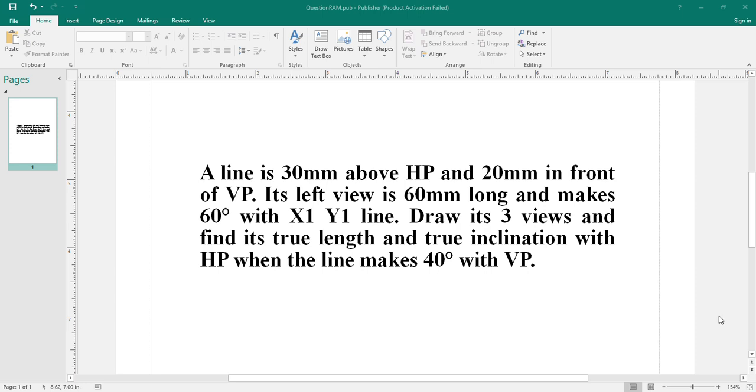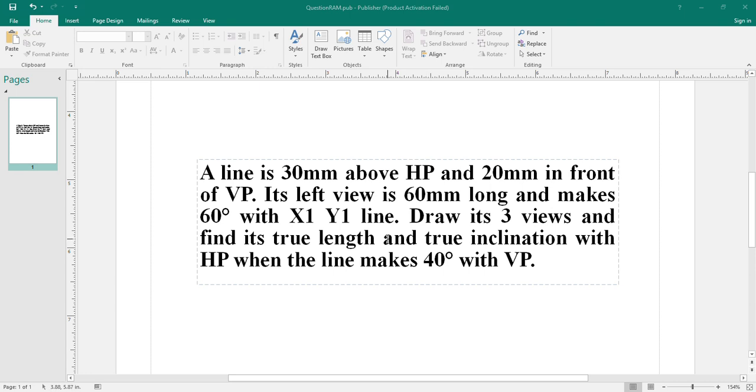Hello everyone, welcome back. In this lecture, we will solve this problem related to the projection of lines. In this particular question, we have line AB in which point A is 30 mm above HP and 20 mm in front of VP, and its left view is 60 mm long and makes 60 degree with the X1 Y1 line. So here we have left view or left side view, which we will draw on RPP or right projection plane.